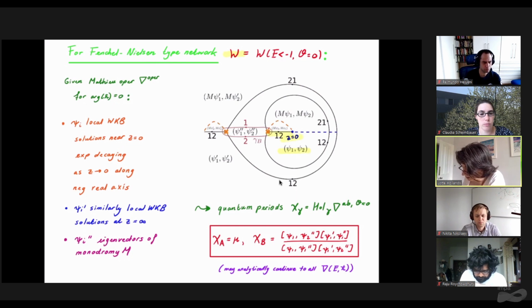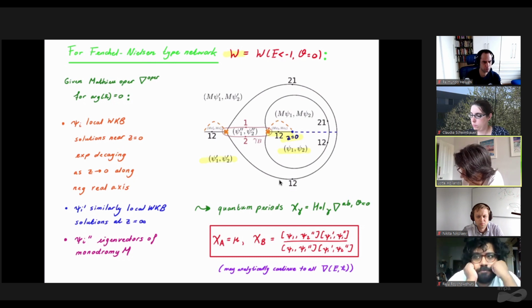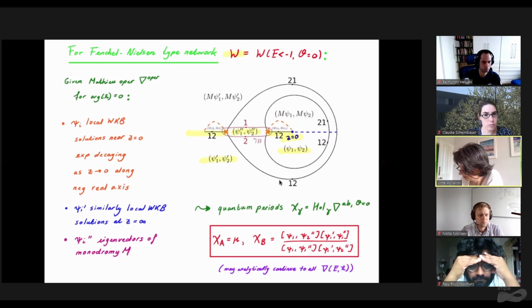So the local basis of solutions, for instance, in this cell, which are near the puncture at c equal to infinity, are similarly characterized as solutions that exponentially decay if you walk along this trajectory towards infinity. And the other solutions that we need are the solutions in this intermediate region. These are going to be eigenvectors of the monodromy of this Mathieu equation around c equal to 0.